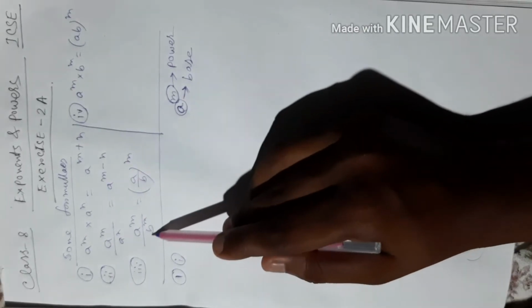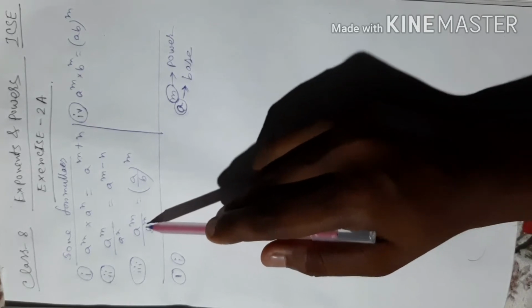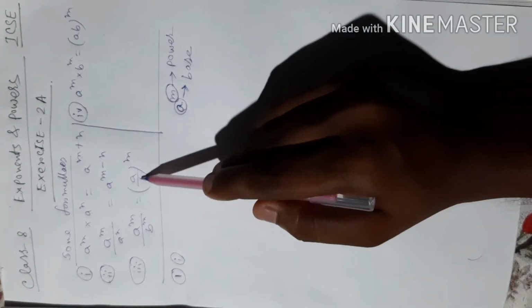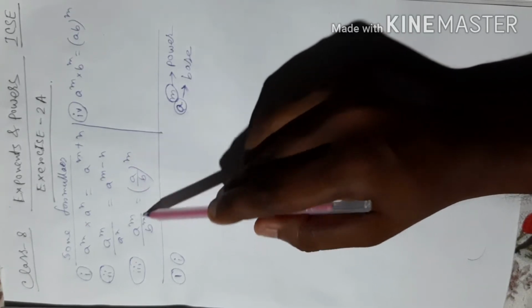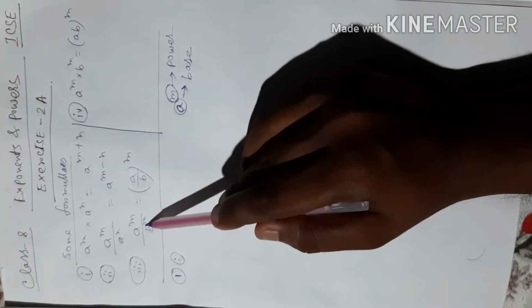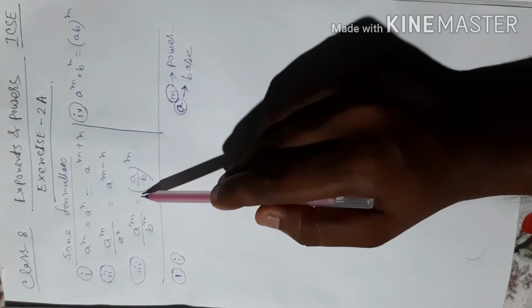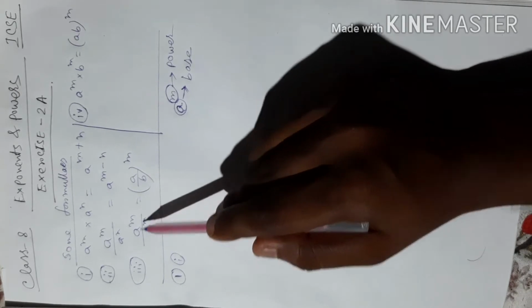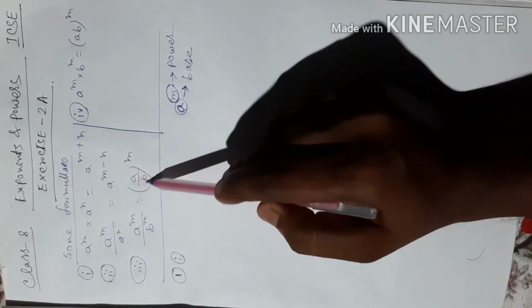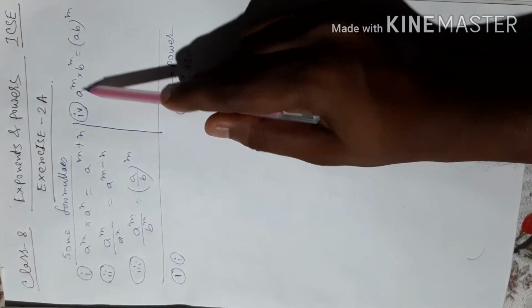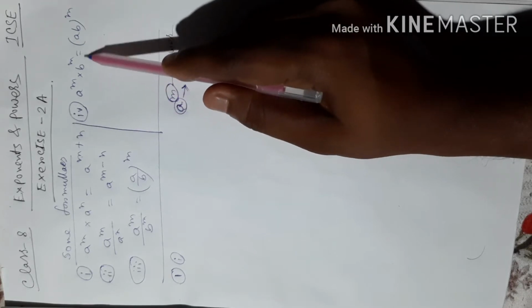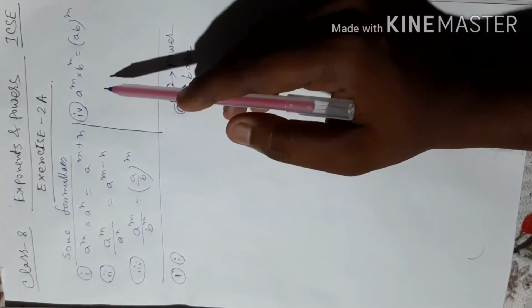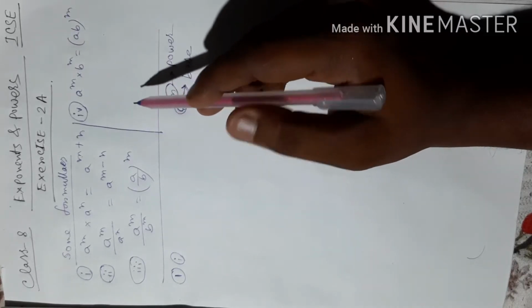Third formula: a to the power m by b to the power n, equals a by b whole to the power n. Here, when the base is different, we write a by b whole to the power m, and a to the power m into b to the power m we write as a b whole to the power m. These four formulas are needed for doing this chapter.